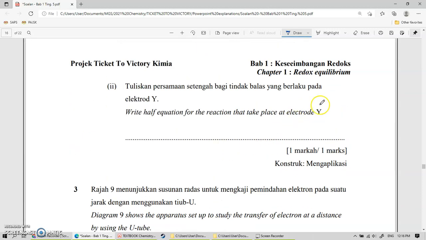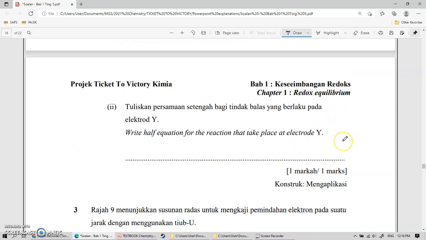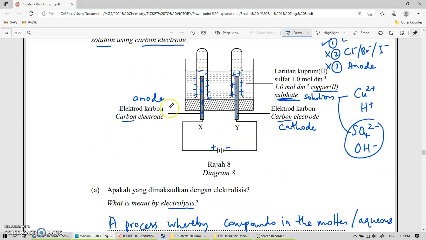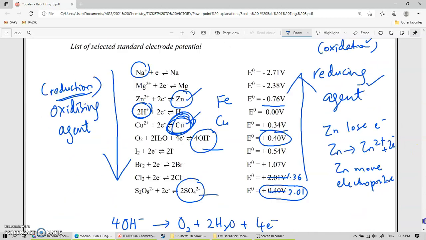Write the half equation for Y. For Y, if X is oxidation, Y will be reduction. So it's gain. The positive ions are Cu2+ and H+. So you have to choose which one will be discharged. Cu2+ and H+. So the Cu2+ is lower. For the one that is discharged, follow your left hand now. Reduction, oxidizing agent. So Cu2+. Let's write down the answer.